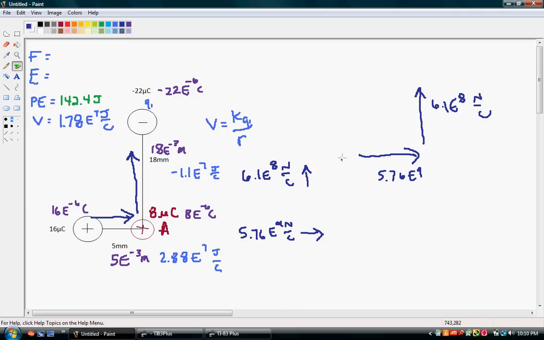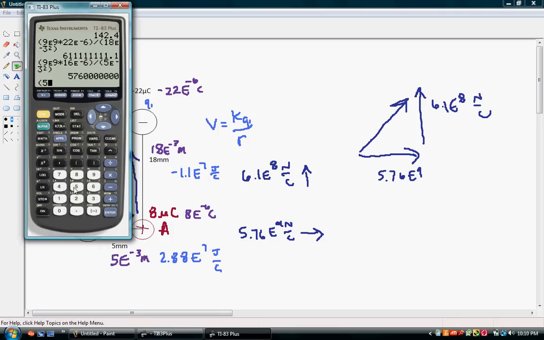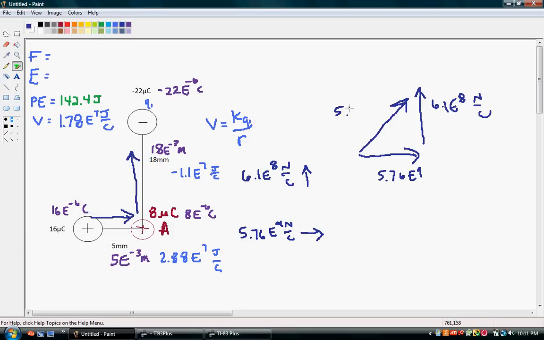So to find our net electric field, we're going to use the Pythagorean theorem. So 5.76 e to the 9th squared plus 6.1 e to the 8th squared. Okay, we're going to take that number, I'm going to store it as x, and then take the square root of x. Alright, and we get 5.8 e to the 9th newtons per coulomb.